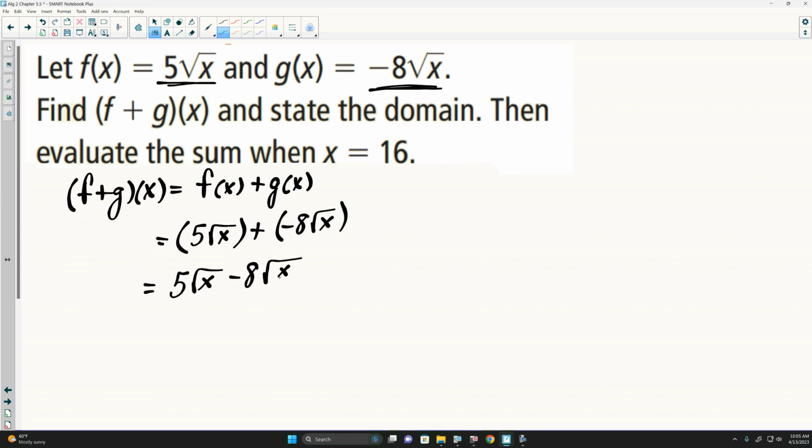Now we can drop the parentheses and simplify them, but that's just going to tell us that we have 5 square root of x. And the plus negative 8 square root of x is the same as just saying minus 8 square root of x.